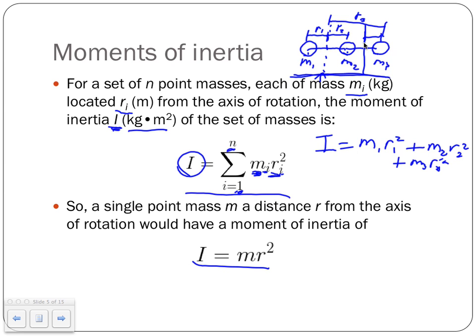I'll switch colors so it makes it a little more clear. So r3 would be that distance right here. r2 would be this distance right here. r1 would be that distance right there. And so you just have to modify that as your axis of rotation changes.